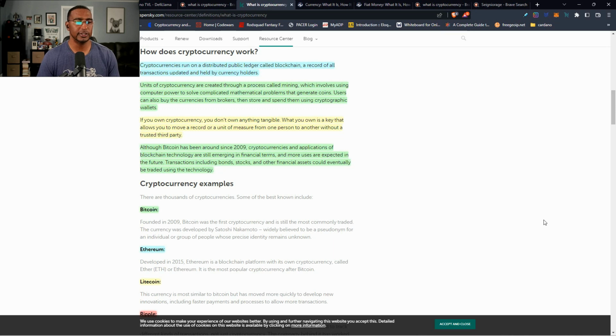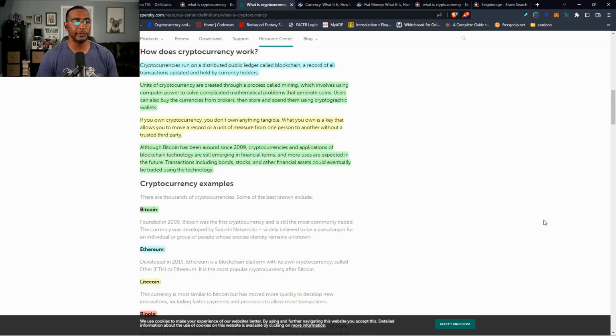So let's continue. Units of cryptocurrency are created through a process called mining, which involves using computer power to solve complicated mathematical problems that generates coins. Users can also buy cryptocurrencies from brokers, then store and spend them using cryptographic wallets. You don't only get the coins from the mathematical equations; the transactions are stored on that block as well. And for figuring out the code to release this block and storing the transaction on it, you're rewarded coins or portions of coins, because you won't get the whole thing. There are so many computers right now trying to figure out one mathematical equation, which makes it impossible for one PC to actually get the reward of processing the transaction.